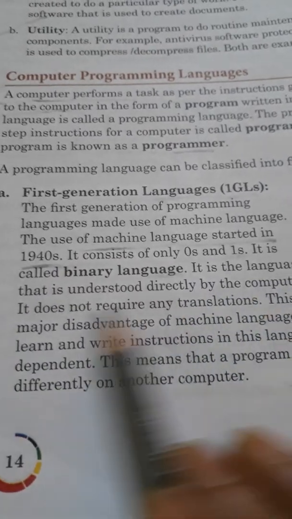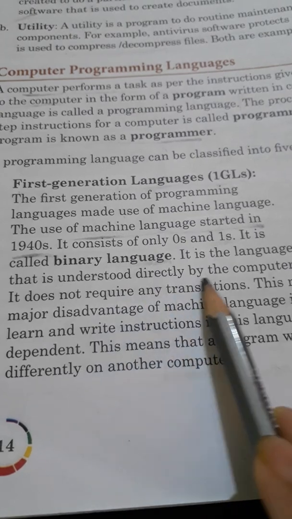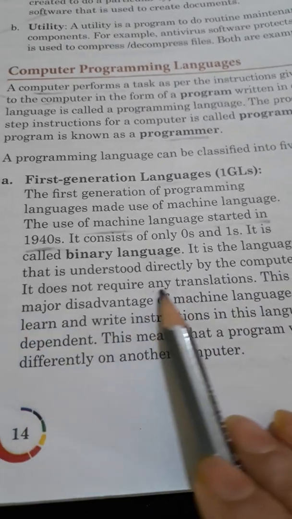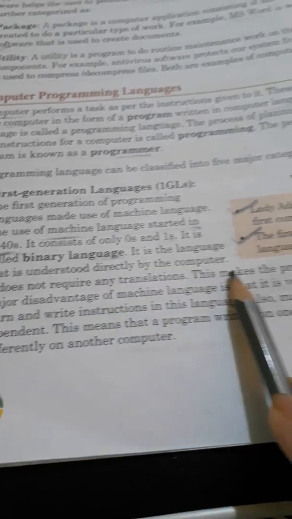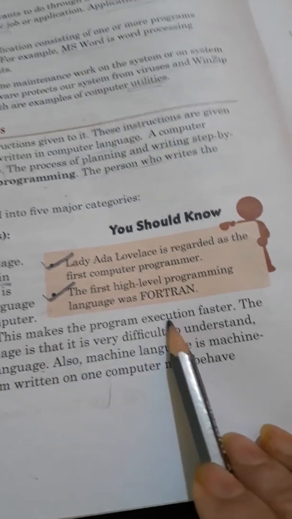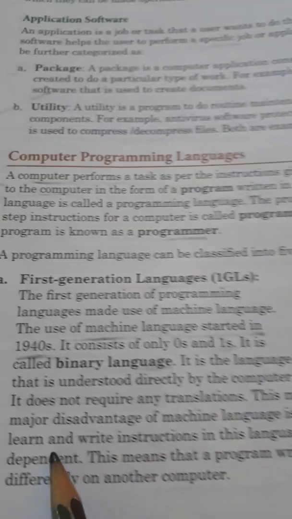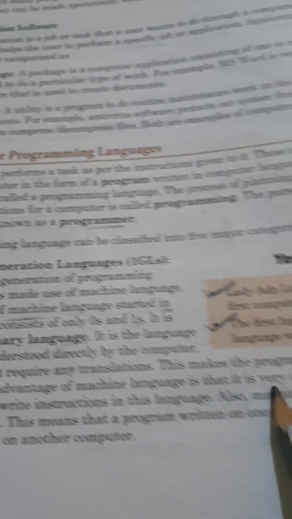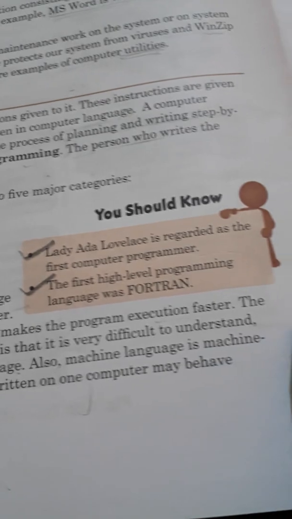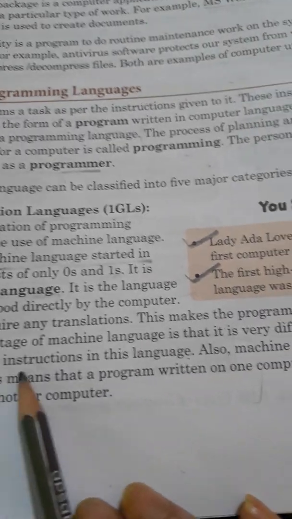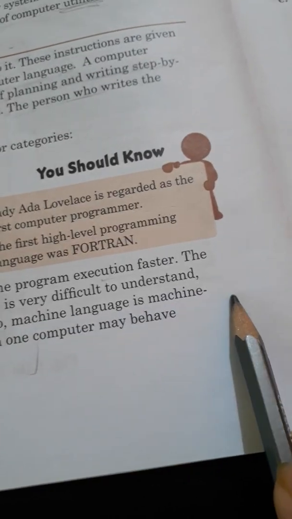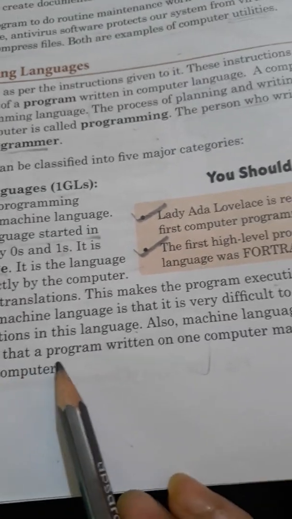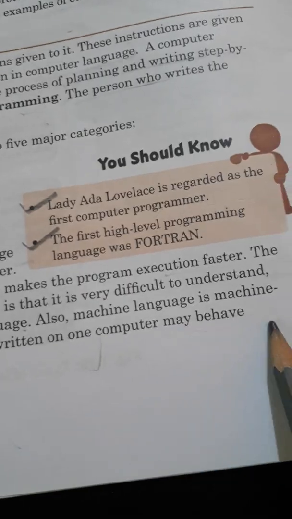It is the language that is understood directly by the computer. It does not require any translation. This makes the program execution faster. The major disadvantage of machine language is that it is very difficult to understand, learn and write instructions in this language, and also machine language is machine dependent. This means that a program written for one computer may behave differently on another computer.